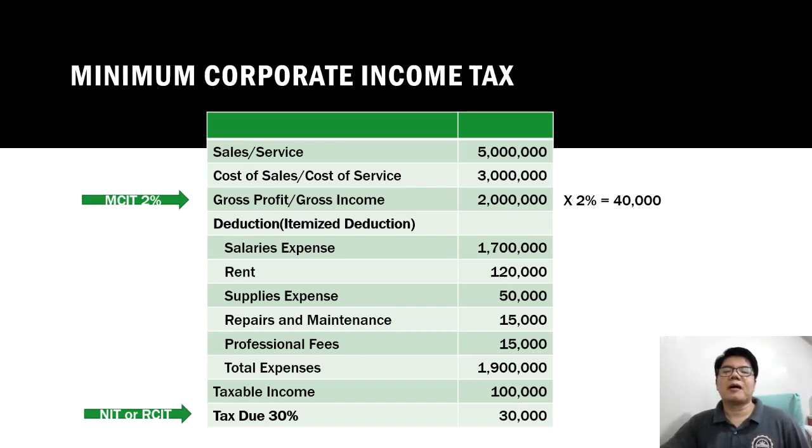So, palagi ka magpapahiram sa government kung palaging mas malaki ang iyong MCIT over sa iyong RCIT. Ang problem lang is na expire ang iyong excess of MCIT over RCIT after ng 3 years. So, habang yan ay mas malaki yung binabayaran mo sa government, and then may possibility hindi mo na mabawi because nag-expire yung excess of MCIT after 3 years.